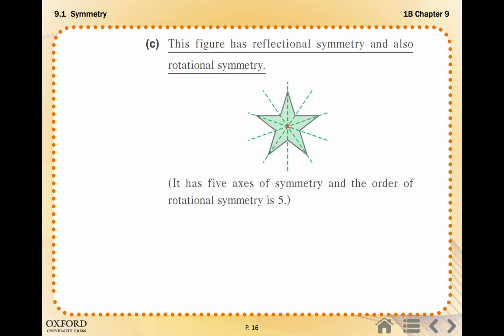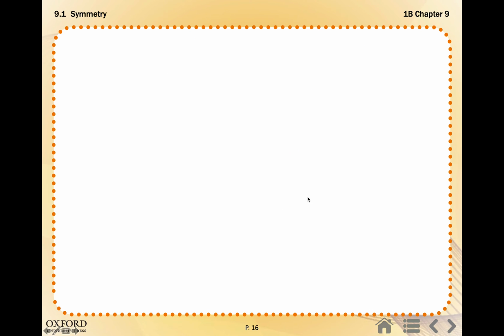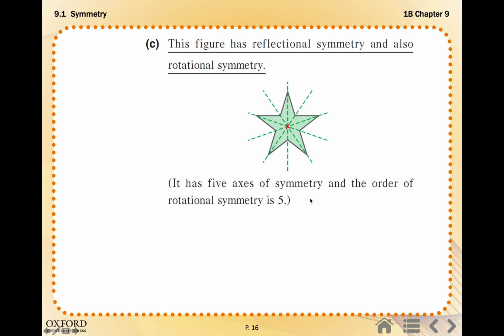And lastly, for part C, I only did part 1 now. That means I only draw the reflectional symmetry, the axis of symmetry here. And also for this figure, there is rotational symmetry as well. So we also need to mark a cross. This is the center of rotation. So for part C, it has reflectional symmetry and rotational symmetry. And some more information is given that there are 5 axes of symmetry, and the order of rotational symmetry is 5 as well.